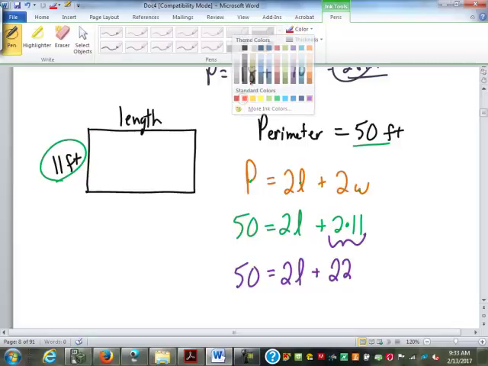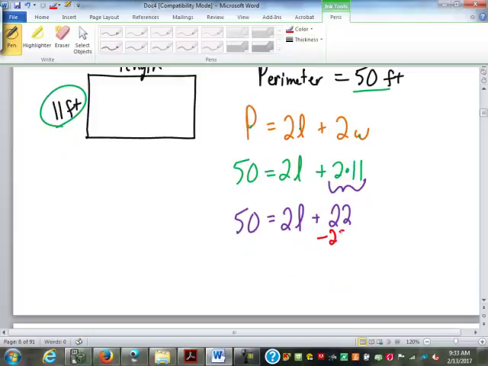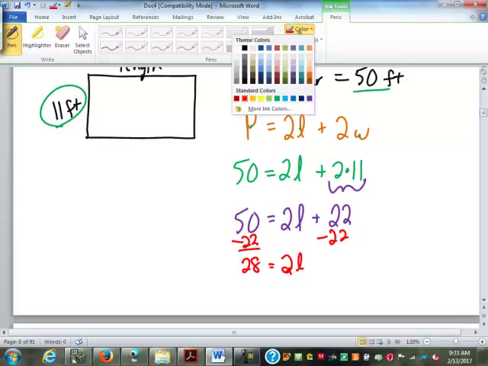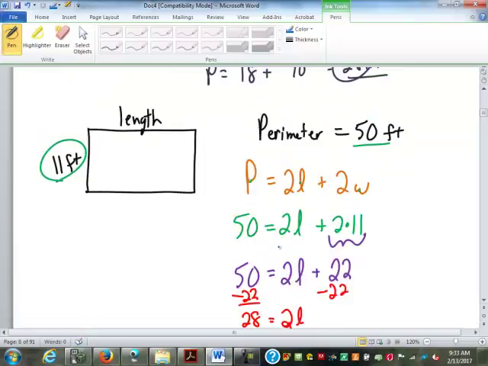And now we can solve for L. What are we going to do next? Subtract the 22. So 28 equals 2L. And then divide by 2. So 14 equals L. Now we have to go back and make sure that that is answering what the question is asking. L is the length. That's 14 feet. Is that what we were asked to find? Yes. So we are done.